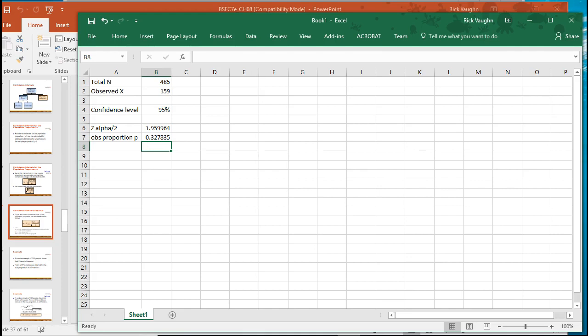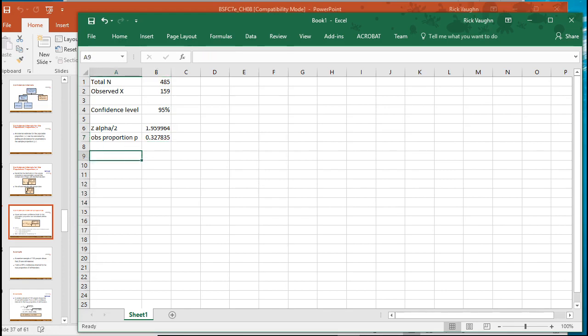So we're at this observed proportion, which is 0.3278. That was the observed x divided by the total n up here, this b2 divided by b1. Since there's a video, you can always rewind and pause it, so I don't have to pause on the video for you to catch up if you're trying to follow along at home.